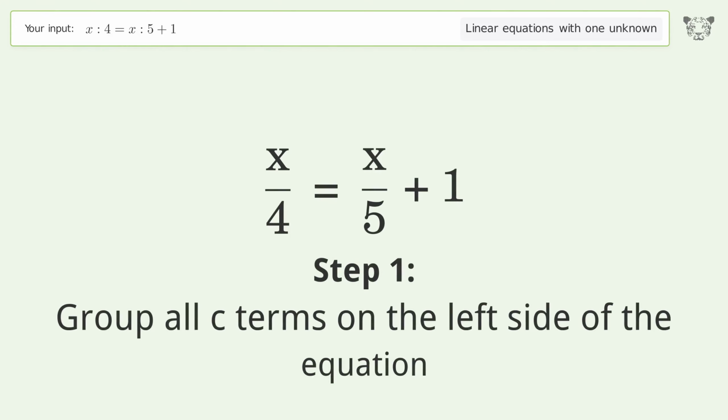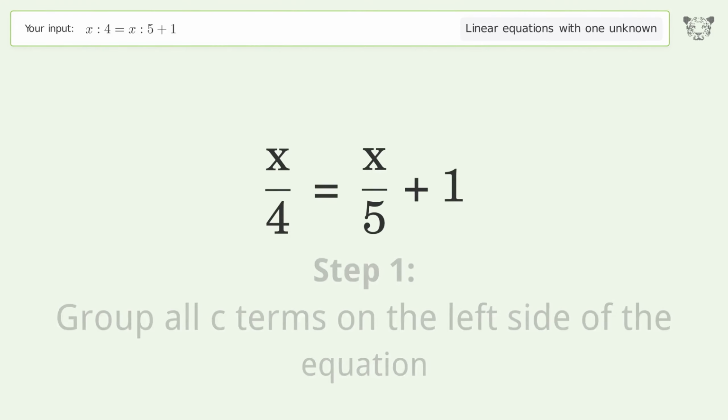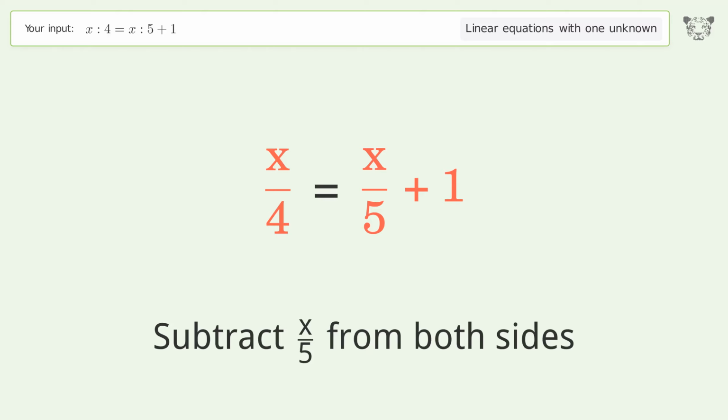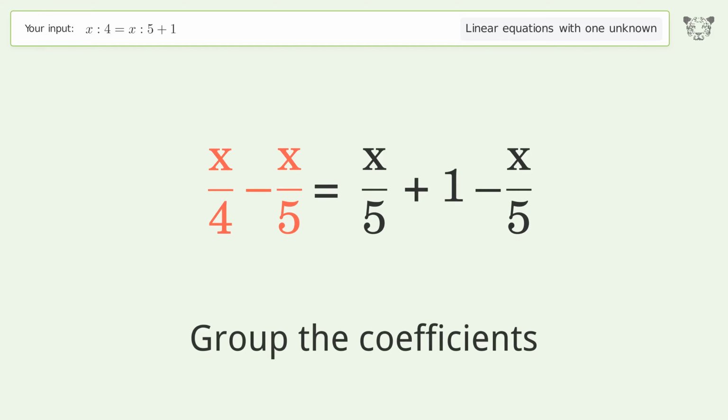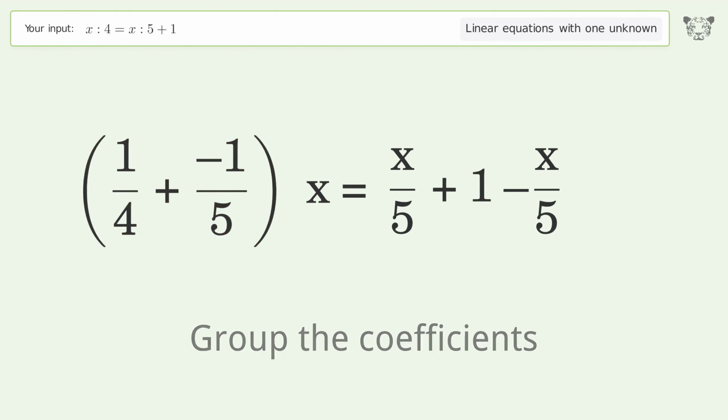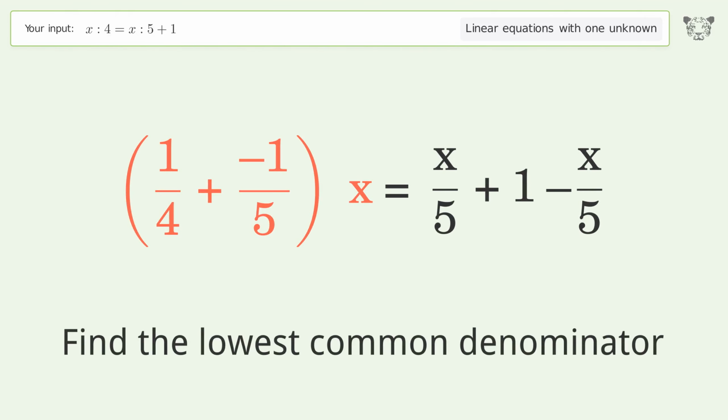Group all x terms on the left side of the equation. Subtract 10 over 5 from both sides. Group the coefficients. Find the lowest common denominator.